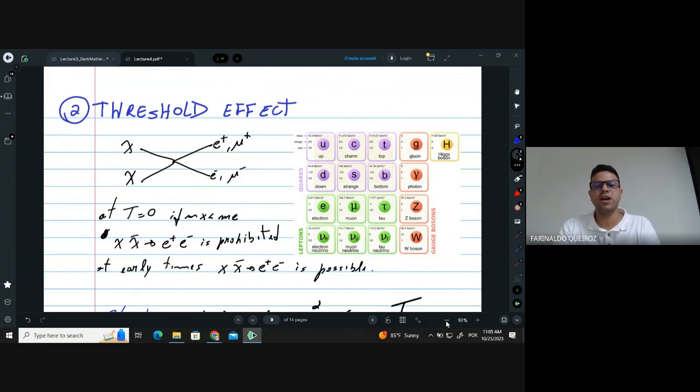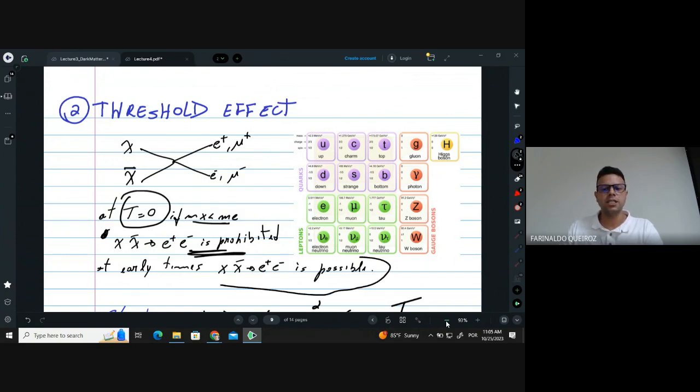Threshold effects. Let's say I have dark matter, chi chi bar, annihilating to e plus e minus, or mu plus mu minus. As we've seen, at zero temperature, if dark matter is lighter than the electron, dark matter cannot annihilate into e plus e minus, right? This annihilation is prohibited. At early times, it is possible. Well, it depends on the dark matter mass, because the contribution from temperature is 6 times m dark matter times temperature. If the temperature is infinite, yes, sure, it will always be possible. But that's not what happens. So what matters for us is whether this is happening at freeze-out time.